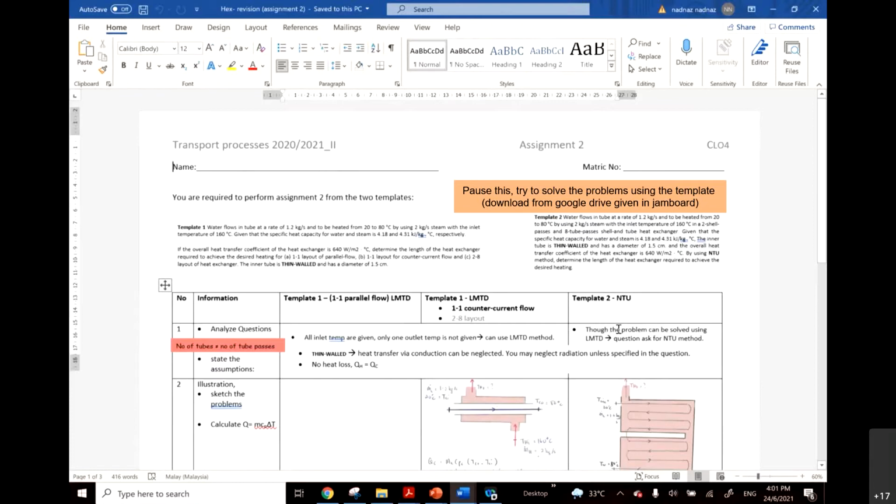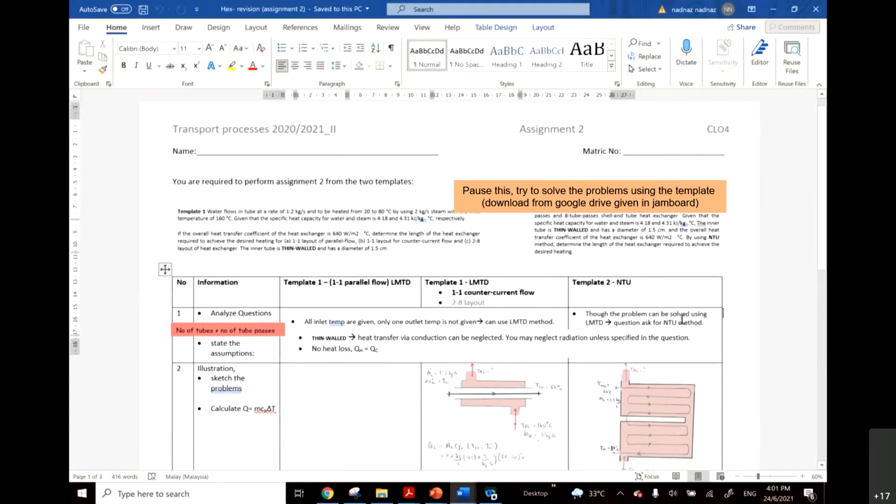Okay, but for template 2, because the question explicitly asks for NTU. Okay, so this is very important. In heat exchanger questions, if the question doesn't specify, then you can use any appropriate method. If it specifies that you need to use NTU, then you need to use NTU. Okay, even though the problem can be solved using LMTD, you need to use NTU if the question asks for NTU. Understand?